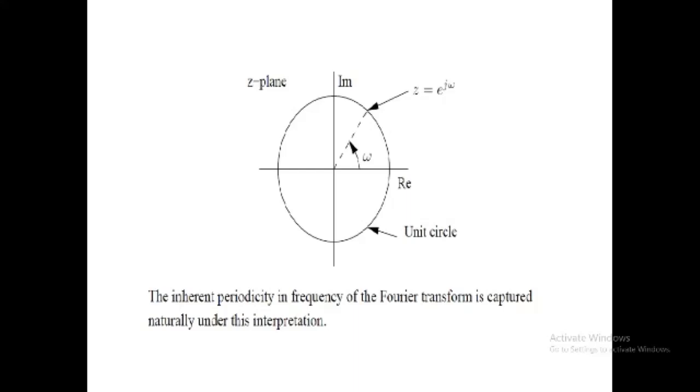Now consider the sequence minus a to the power n into u of minus n minus 1. This sequence is left-sided because it is non-zero only for n less than or equal to minus 1, and the Z transform is X of z equals minus summation of n equals minus infinity to minus 1 of a to the power n into z to the power minus n, which equals minus summation of n equals 1 to infinity of a to the power minus 1 into z to the power n, which equals 1 minus summation of n equals 0 to infinity of a to the power minus 1 into z to the power n.